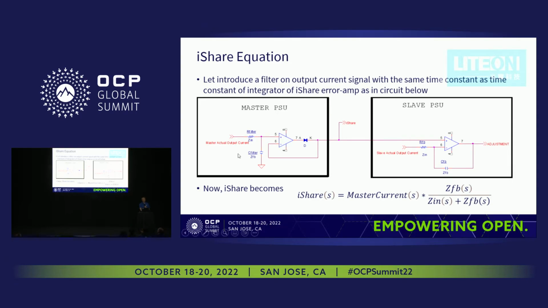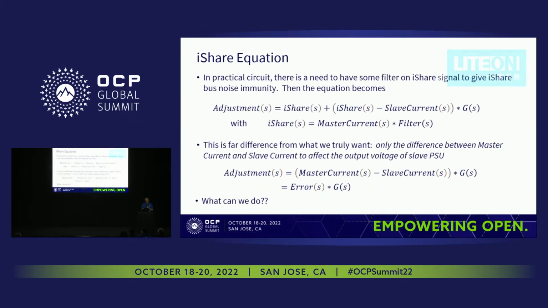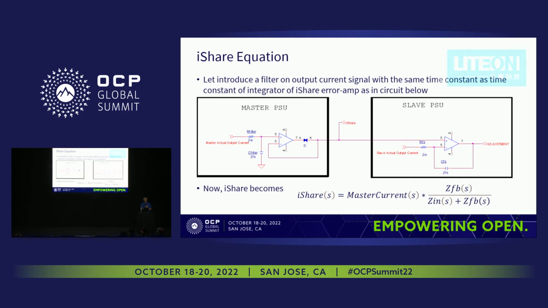What it means is that before you send out the iShare signal, you put it through a filter. And if that filter is matching the loop of the slave unit, then you will see that all of this filter will cancel out and leave you with the equation that you want down here. All right, so let's go through it and see what it looks like.